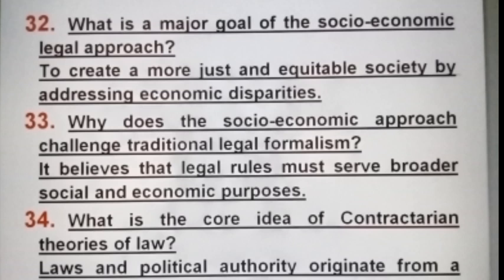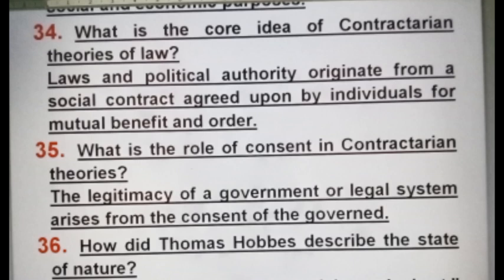What is the core idea of contractarian theories of law? Laws and political authority originate from a social contract agreed upon by individuals for mutual benefit and order. What is the role of consent in contractarian theories? The legitimacy of a government or legal system arises from the consent of the governed.